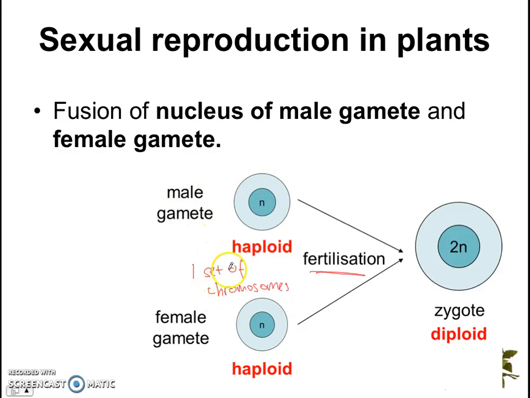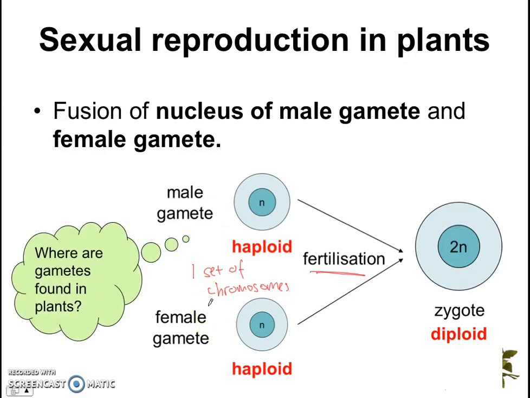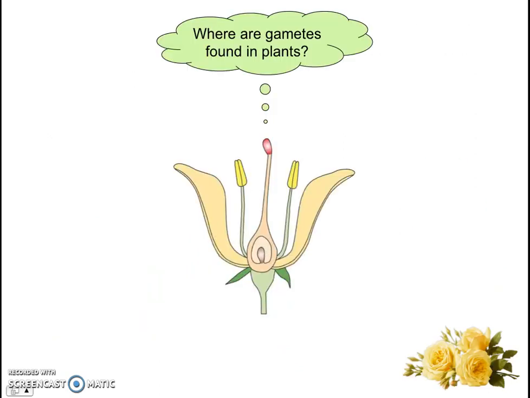Now, in animals, the male gamete is a sperm, and the female gamete is an egg. But in plants, where are the gametes? Well, I think you probably have some idea that the gametes of a plant are found in flowers. So here's a side view of a flower. And then you probably have some idea that the male gametes have something to do with pollen.